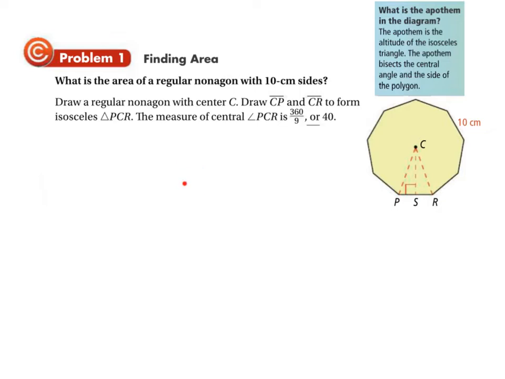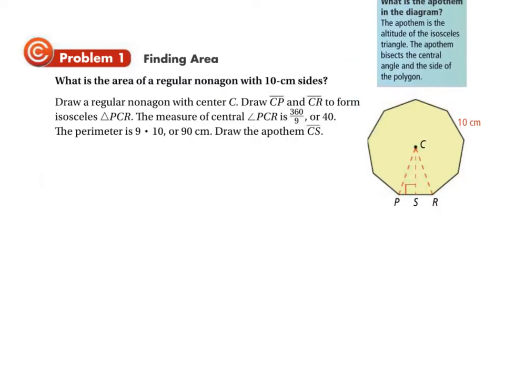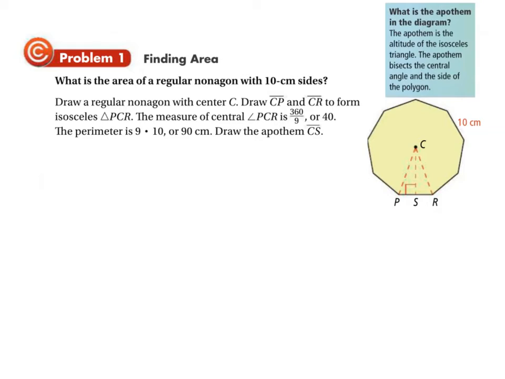Now, the perimeter is 90, 9 sides times 10, and we need to know the apothem, because the area of this is going to be, remember what we did? We did 1/2 the apothem times the perimeter. And again, I'll write that out for you to make sense of it if you don't remember it from the lesson that we did earlier.